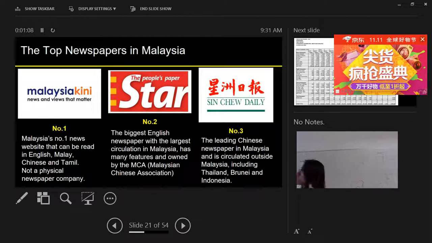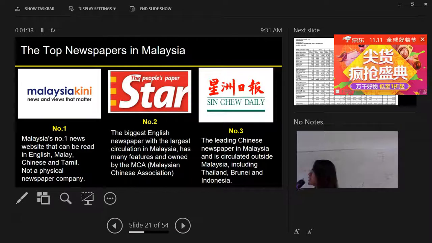And yes, because we live in a country where many diverse cultures live together. So we have Malay, Chinese, Indian, and many other races who live together. So in Malaysia, we have newspapers in several languages. Firstly, Malaysia Kini is an online news website that can be read in many languages. So perhaps that could be one of the highest benefits. That is why they are the top right now.